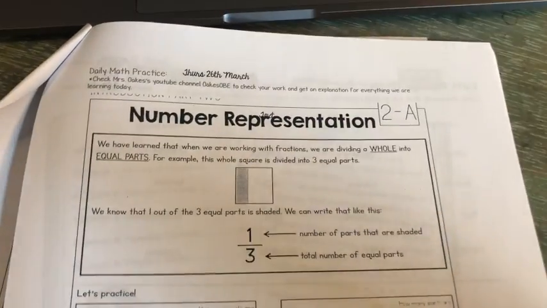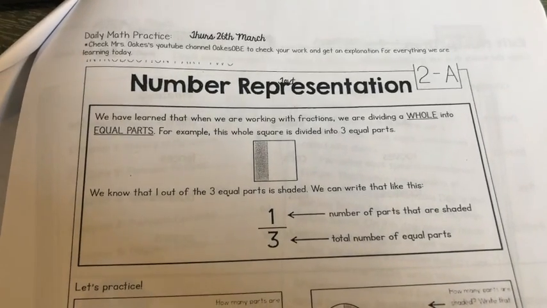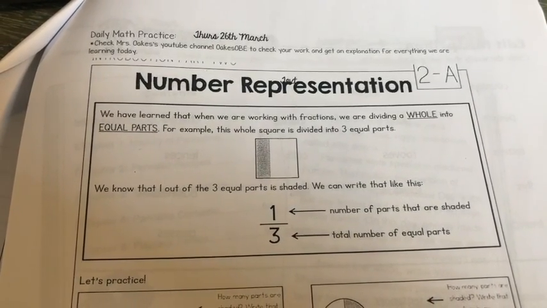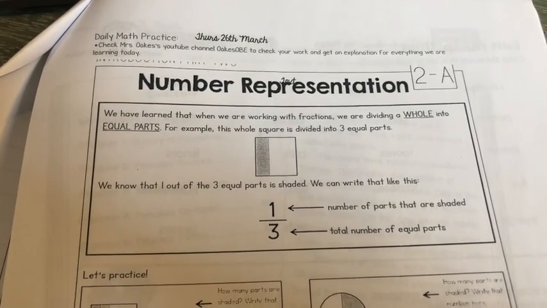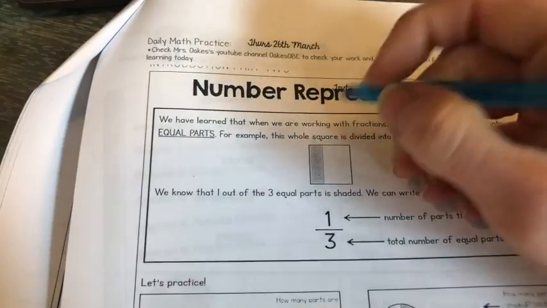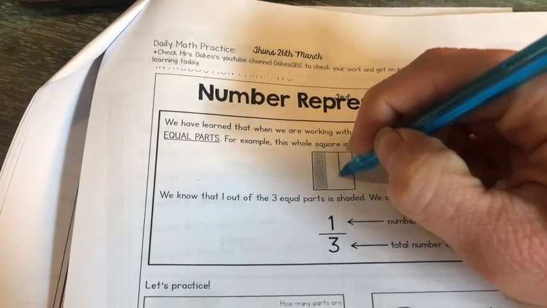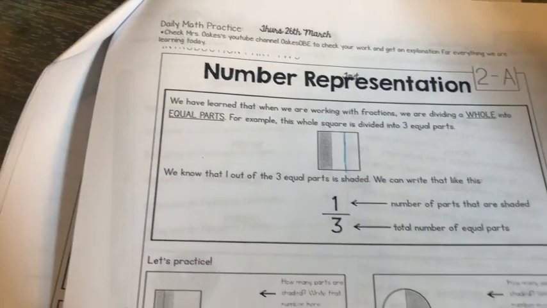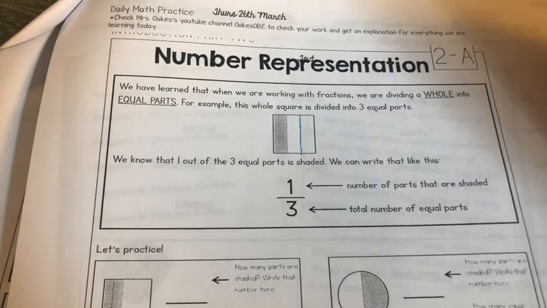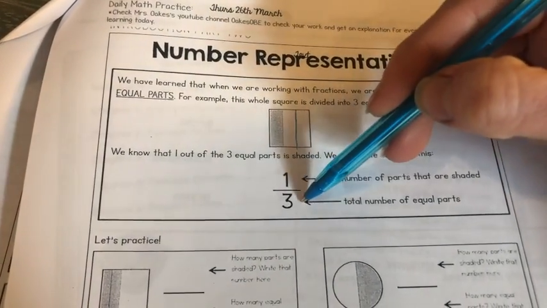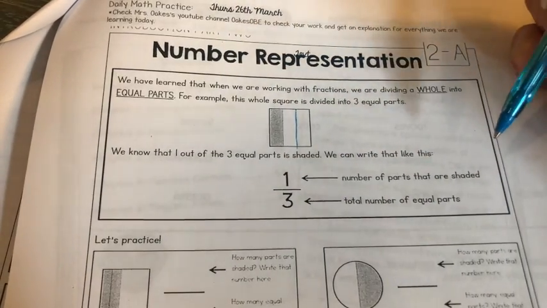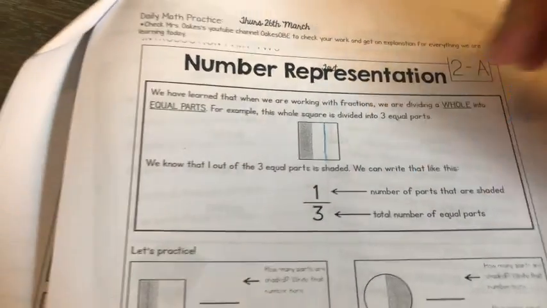So let's work on our fractions worksheet for today. It says we have learned that when we are working with fractions, we are dividing a whole into equal parts. For example, this square, and you can't see because the photocopy didn't work really well on mine, but it's divided into 3 equal parts. We know that 1 out of 3 parts is shaded, so we can write it like this. So the bottom number is your total number of equal parts. The top number is the parts that are shaded.